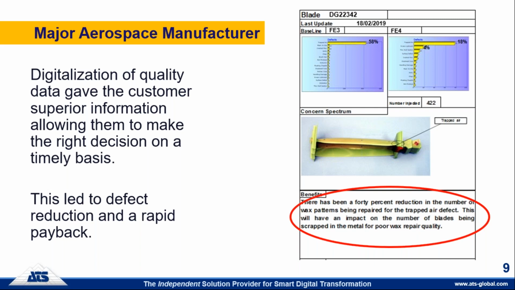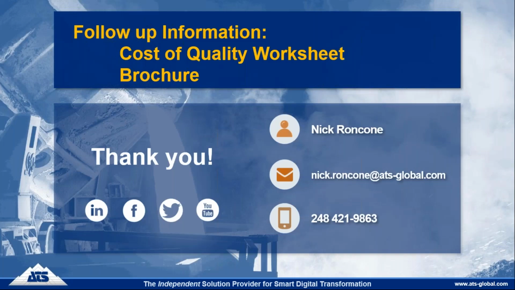Here's an actual page out of a cost justification from an aerospace customer that was making investment castings. You can see here, they piloted their digital system in the wax model area. And by having better information to work with on a more timely basis, they were able to achieve a 40% reduction in the number of wax patterns being repaired for their biggest defect, which was trapped air. So again, it's that better information on a more timely basis that really allows you to get a payback on the system. So let's talk about payback a little bit.